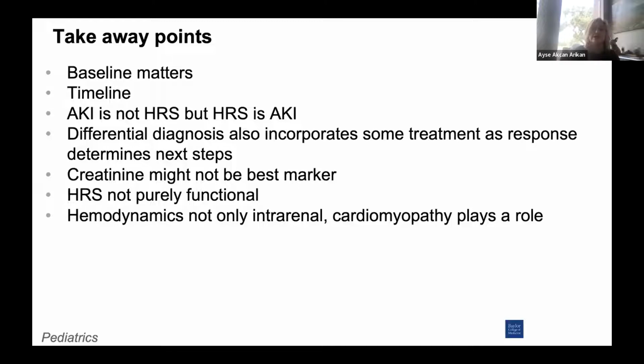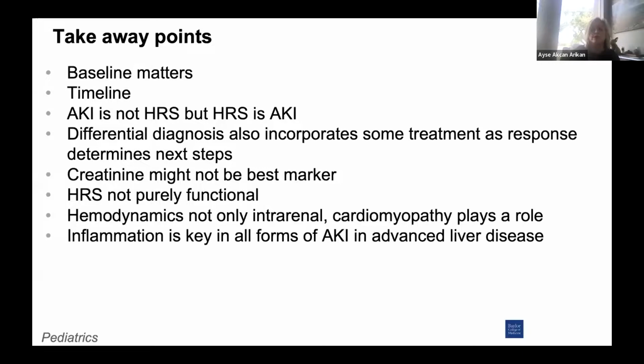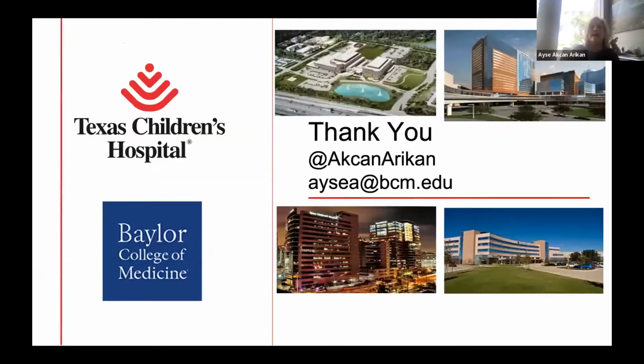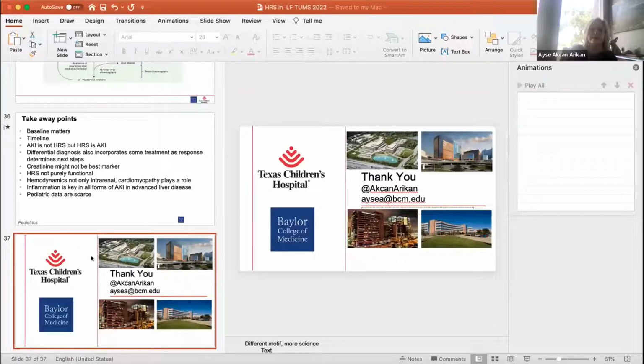Hemodynamic changes are not just in the kidney. Cardiomyopathy plays a role, so just volume loading might not be enough. Inflammation is key, especially in advanced liver disease in all forms of AKI. Pediatric data are scarce, so this is a good opportunity for you to generate your own data from the liver transplant center, because we have very limited information from global sources. And with that, I am going to wrap up this review of hepatorenal syndrome in pediatric AKI and turn it over to the moderators to see if there are any questions.